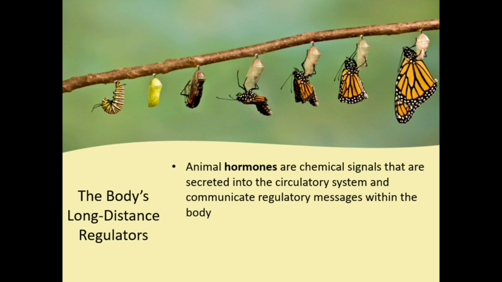Animal hormones are chemical signals that are secreted directly into the circulatory system and communicate regulatory messages within the body. Endocrine glands are those glands that produce and secrete hormones. So if you have an endocrine gland within your brain, for instance, you need to get that hormone to all parts of your body. How do you do that? You put it into your circulatory system, you put it into your blood. That way, that hormone is delivered over a long distance, throughout the entire body.